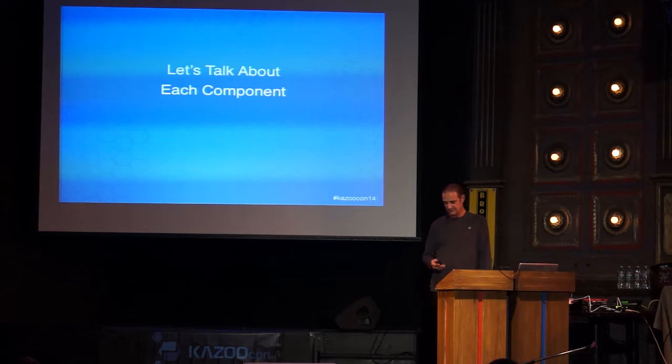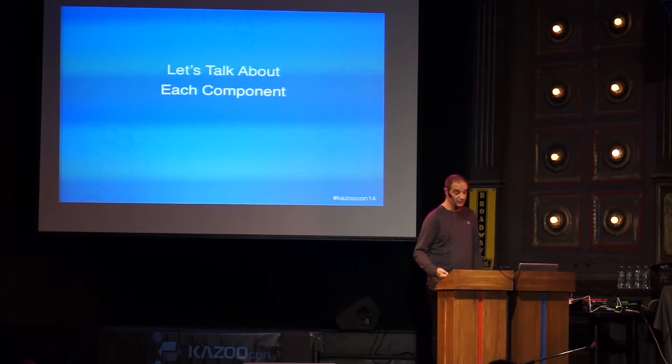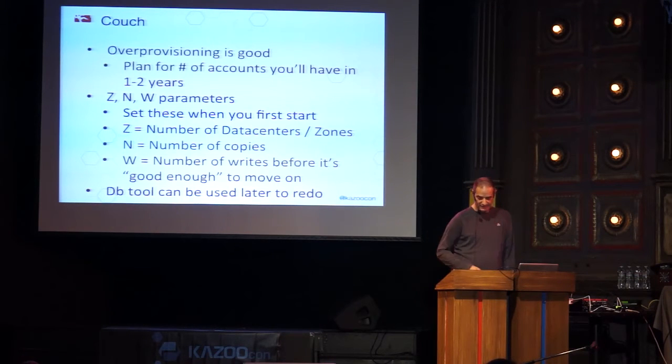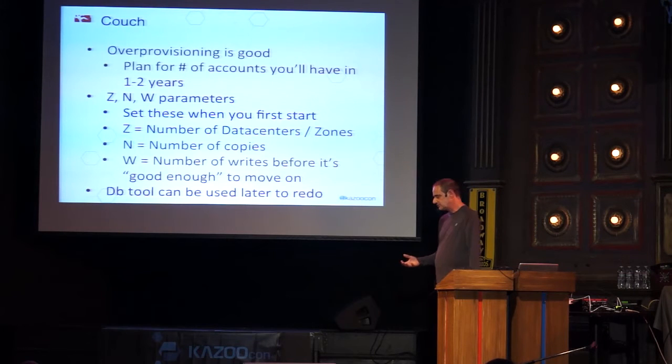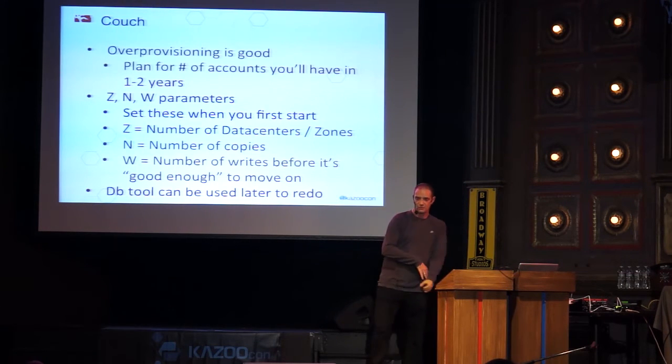So taking that back to Linux, let's talk about each of the components and what we can do for that. Obviously, Couch is what goes through all of your cluster, right? You deploy your CouchDB servers, and you should plan ahead. That will save you a lot of headaches. You should think, if I want to have 100,000 accounts within 2 years, then you should provision the servers right now. Okay, so that is important.